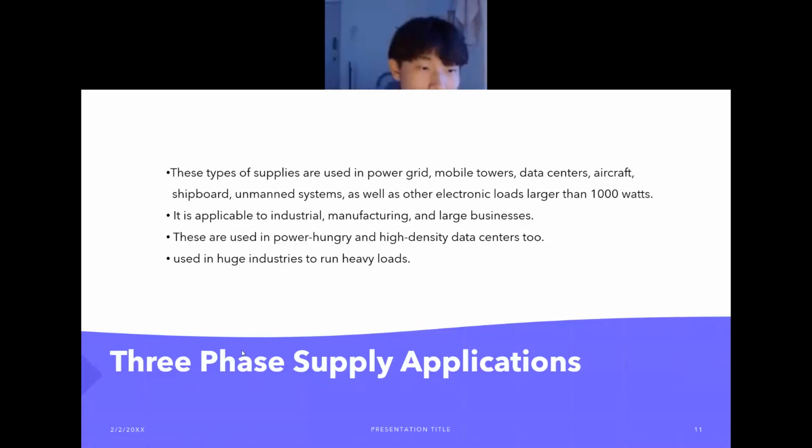So the three-phase supply applications: these types of supplies are used in power grids, mobile towers, data centers, aircraft, shipboard, unmanned systems, as well as other electronic loads larger than 1,000 watts. It is applicable to industrial manufacturing and large businesses. These are used in power-hungry and high-density data centers too. They are also used in huge industries to run heavy loads.